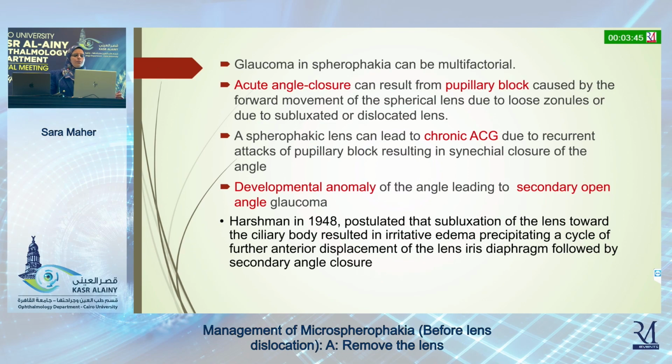And there is a postulation by Hirschman in 1948 that the subluxated lens causes irritative edema of the ciliary processes, and this results in a vicious circle of more forward shift of the iris-lens diaphragm, and this results, in the long term, in synechial angle closure.